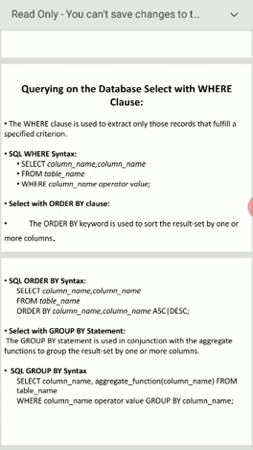How can we use it here? Select column name, comma column name. Any number of columns you can take here. From which table? You have to specify order by column name, comma column name, ASC for ascending order, DESC for descending order. That is the purpose and use of the order by clause.